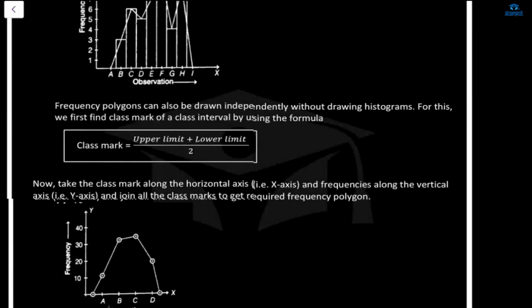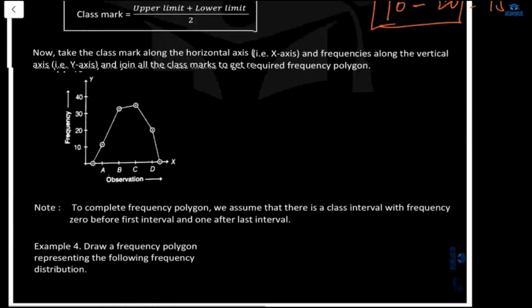Ma'am, is it upper limit by lower limit by 2? Yes, it's upper limit plus lower limit by 2. You are actually finding the midpoint. If I ask you the midpoint of 10 to 20, you directly know it is 15. But you can mention this formula and then do it. Now 20 to 30, you know the class mark will be 25. It's not very necessary to do all the calculation, but you have to mention the formula and write it, because you are in school, so you have to mention everything there.